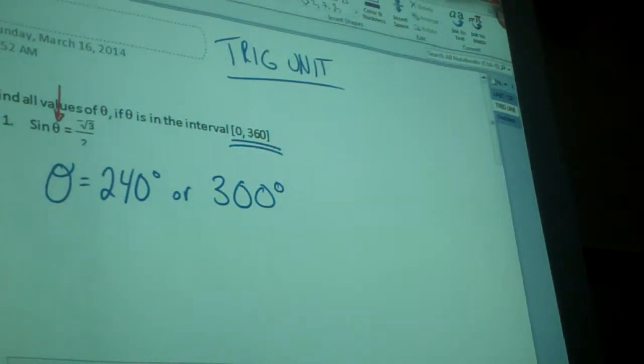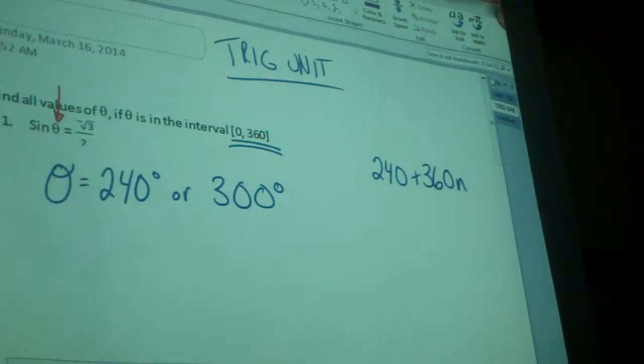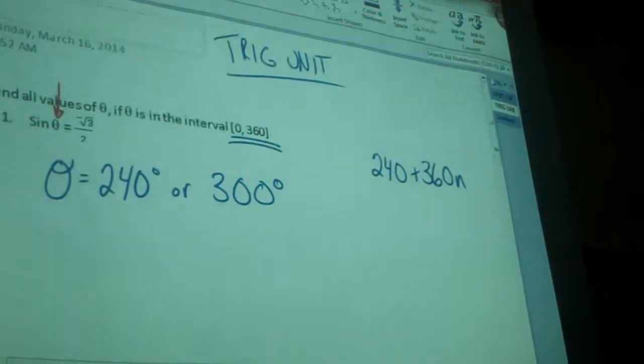So it should be like from 600 and 480. What was that? So could it be like 600 and 480? If you kept going, yeah. But you wouldn't technically list that. What you would list it as is something like 240 plus 360n, where n is an integer. Because again, you have this circle and it keeps going around in those cycles. But that's if it's out of that range, 0 to 360.